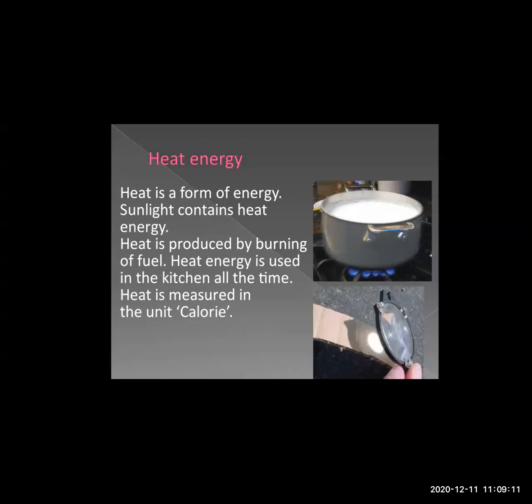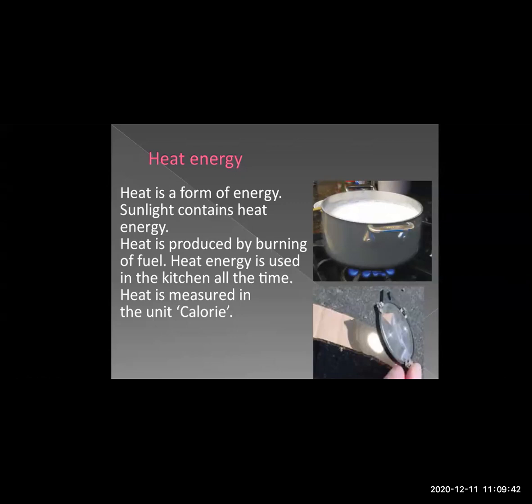So in the kitchen, whatever we cook the food with the help of the gases, that is known as heat energy. Here what we are doing, we are transferring the heat in the form of energy. The heat is transferred in the form of energy. Okay, and also the heat is measured in calories. So whatever heat is transferred, that is measured in calories.